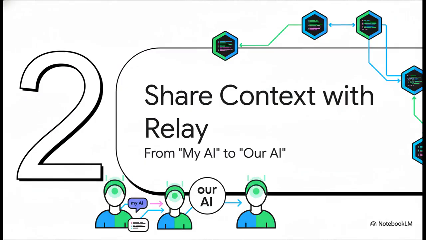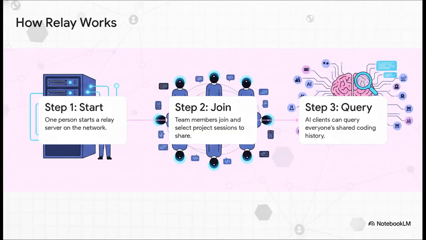Look, having your own personal dashboard is amazing, but let's be real, coding is a team sport. And this is where Agentlytics introduces a feature called Relay, and honestly, it is a total game changer. It's all about taking your AI history from just my AI to our AI. And the best part about Relay is how simple it is. This isn't some crazy enterprise setup. One person on the team just starts a Relay server. Then other folks on the team join in and just select which project sessions they're okay with sharing. And that's it. All of a sudden, your team's AI tools can tap into the collective knowledge of everyone's coding history.